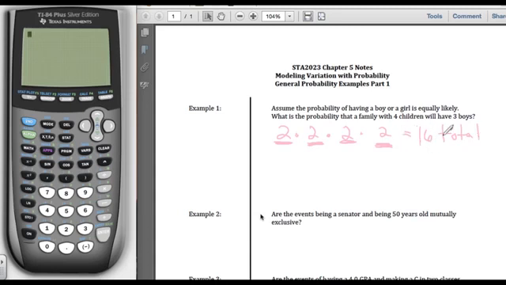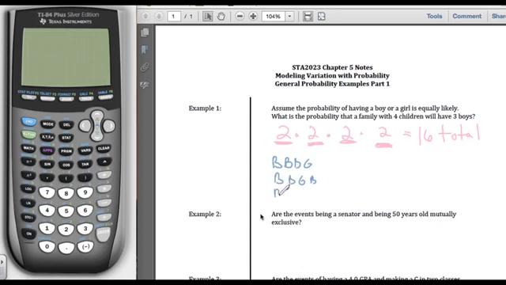I want to see out of these 16, well, how many could have 3 boys? And we'll write those out. It could be arranged so I have 3 boys, and then the fourth child would have to be a girl because they have 4 kids. I'm looking for 3 boys. It could be a boy, a girl, then a boy as the birth order.